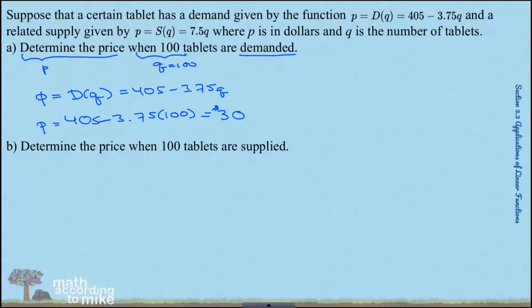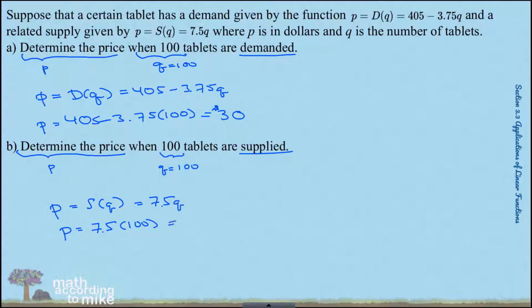Now we're going to determine the price when 100 tablets are supplied. So determine the price when Q equals 100. But now we're looking at the supply function. So since price is S of Q equals 7.5Q, we're going to put in 100 for the Q in the supply function, and we get $750.